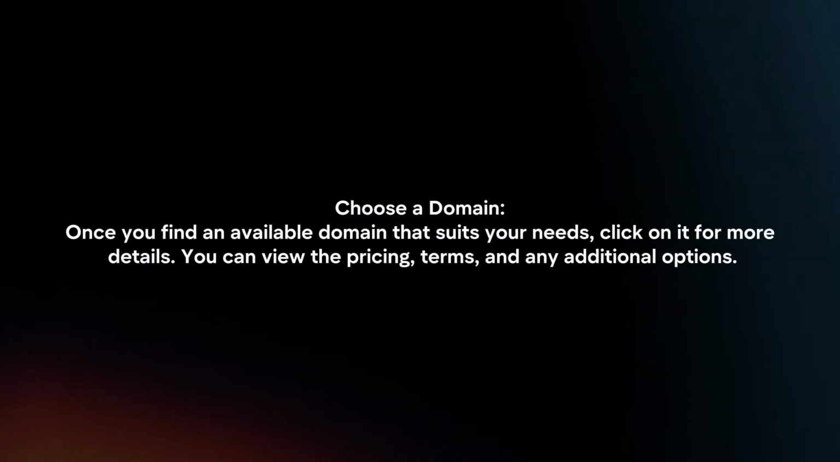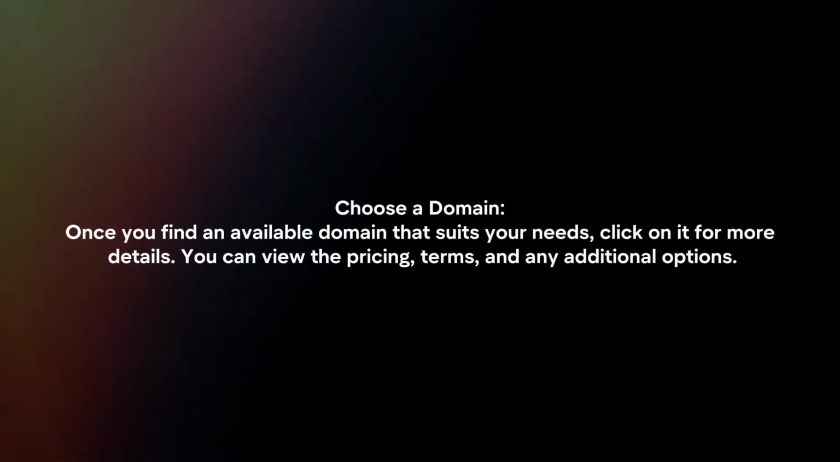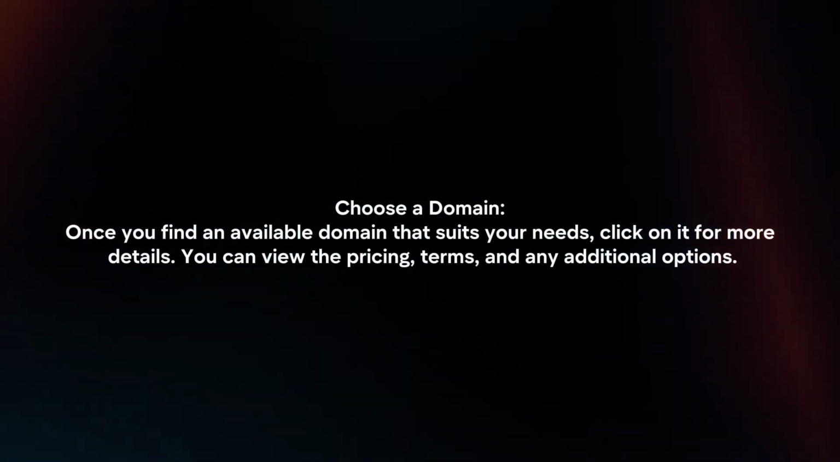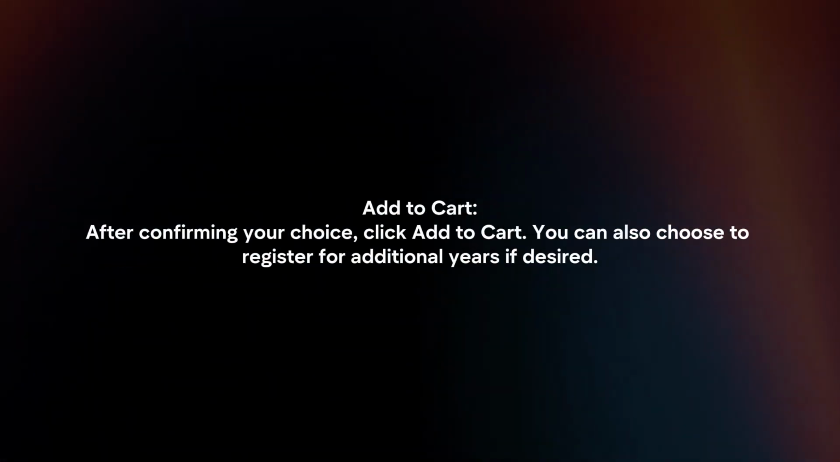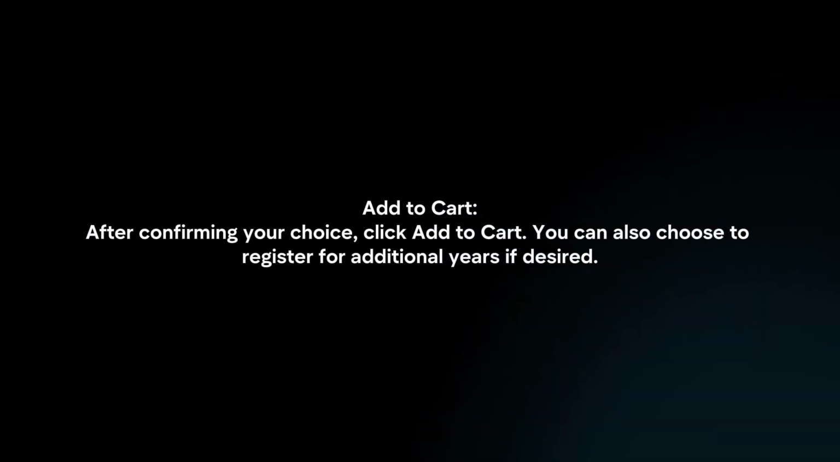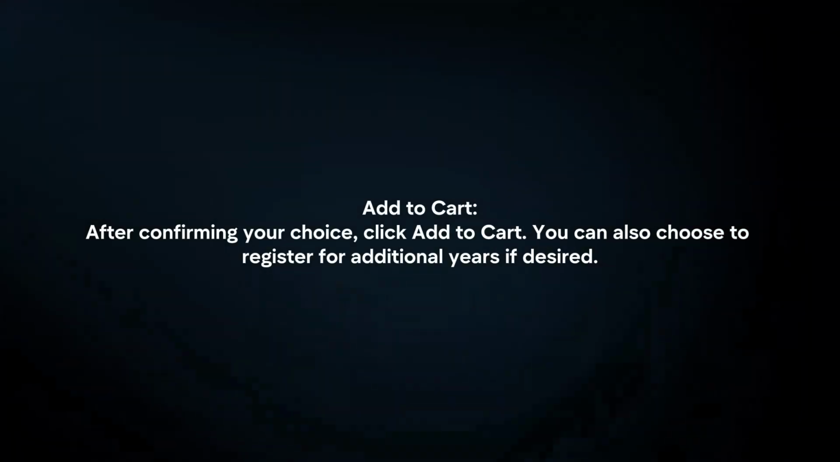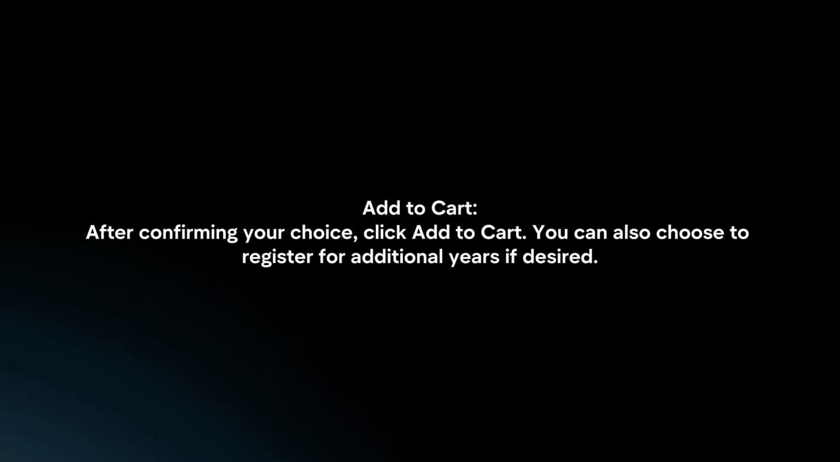Choose a domain. Once you find an available domain that suits your needs, click on it for more details. You can view the pricing, terms, and any additional options. Add to cart. After confirming your choice, click Add to cart. You can also choose to register for additional years if desired.